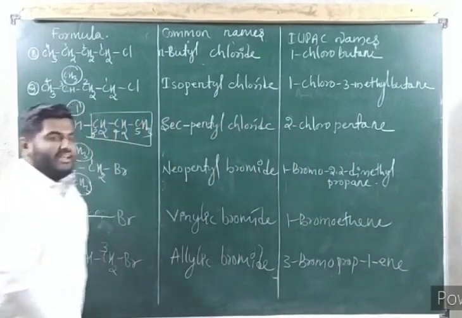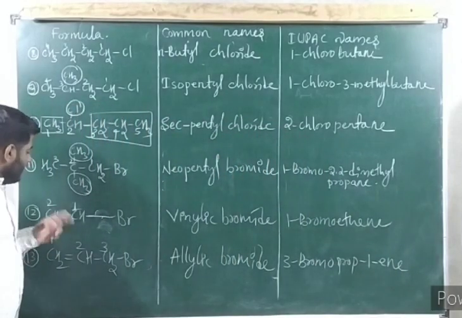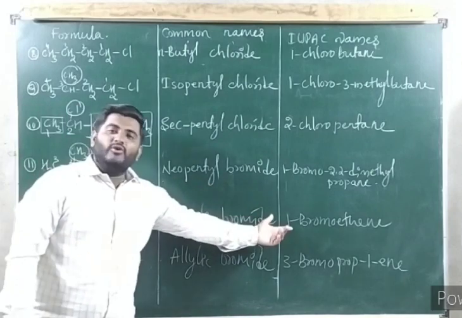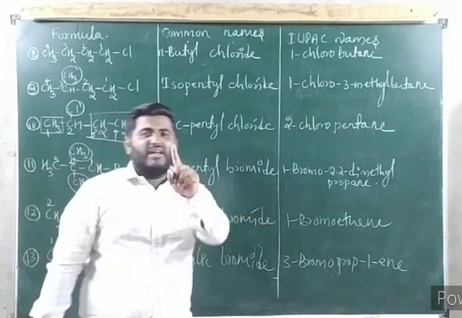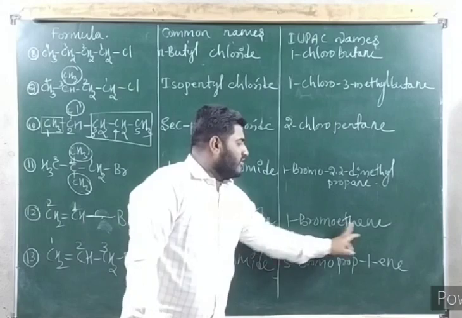Why have we not mentioned the position here? Because the double bond is at the first position and only 2 carbons are there. If availability is only 2 carbons, always the first position double bond will come. Therefore we have not mentioned it. Directly we wrote ethene. Getting?